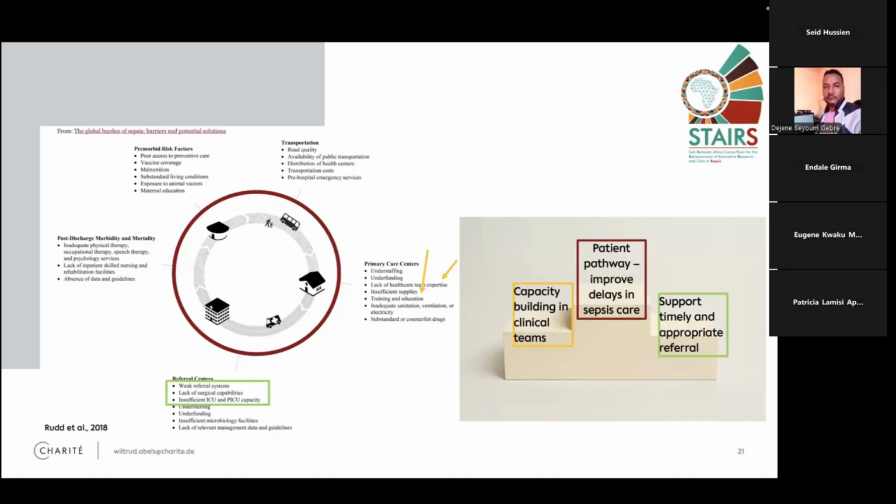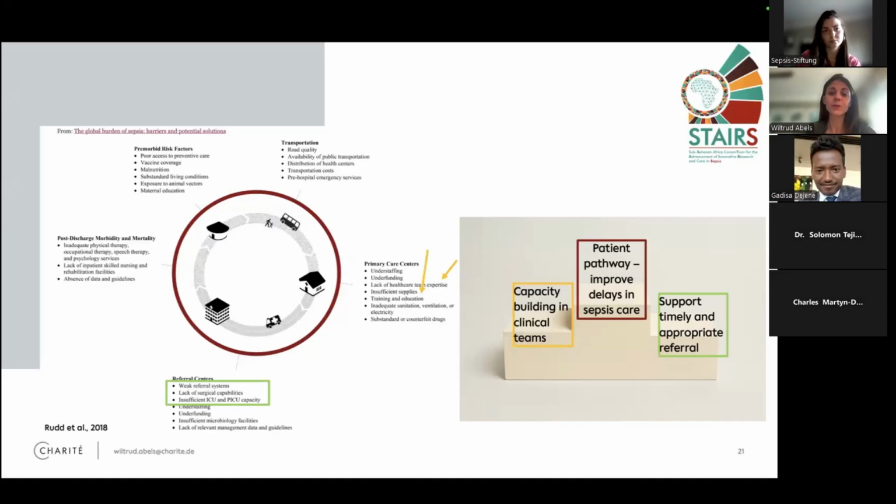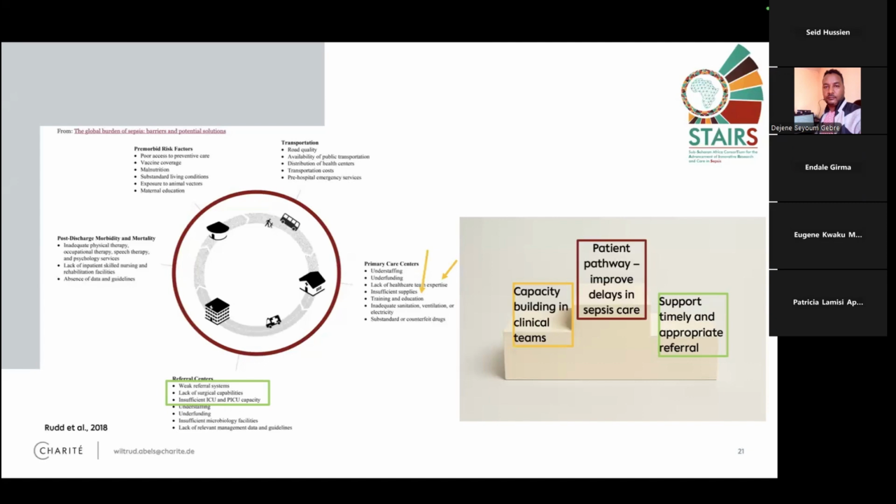But we also were thinking about how you can optimize the systems of referral, for example, between primary care centers or secondary hospitals, smaller hospitals in more remote areas, to the referral center in the region. So the third, broader target and aim of our telemedical approach was to determine a telemedical approach that can support timely and appropriate referral to higher level care when the patient needs it.